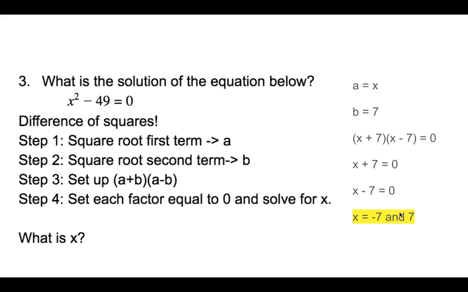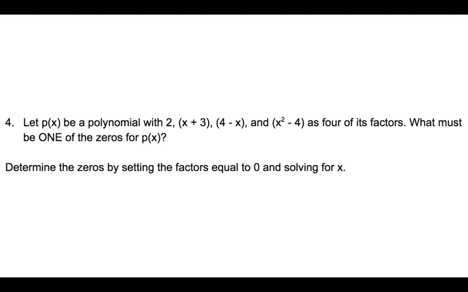All right. Again, if you need to write this down in your notes, that'd be a great idea. You have the steps, you have the example, you have an original problem. Number 4, for this one, there really aren't a lot of steps, so I just put it all together. So p of x is a polynomial with 2, x plus 3, 4 minus x, and x squared minus 4 as far as its factors. What must be one of the factors for p of x?